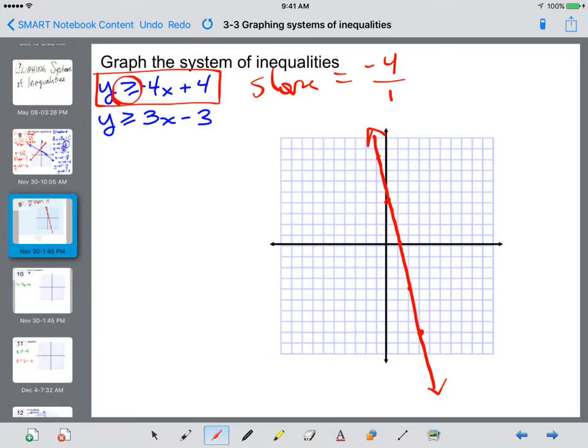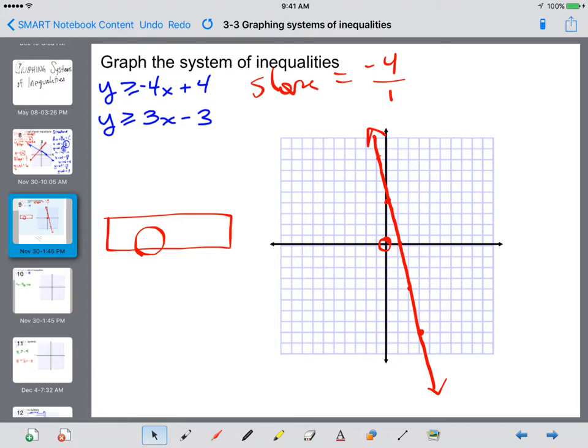Now there's a poster that gives you some insight as to the inequality and shading part. So remember, for the shading, we always pick the point 0, 0. And we use our inequality: y is greater than or equal to negative 4x plus 4.